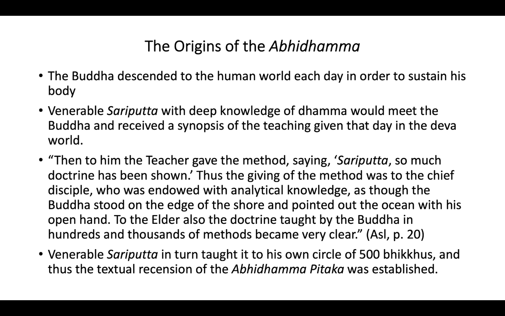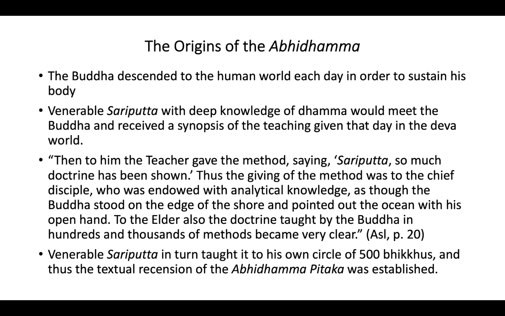However, the Buddha was a human being. In order to sustain the human body, each day the Buddha would descend from Tavatimsa heaven to the human world to go on alms round, and after collecting alms food, he went to the shore to partake of his meal. At the time, the elder Sariputta, the general of the Dhamma, would meet the Buddha there and receive a synopsis of the teaching given that day in the deva world.